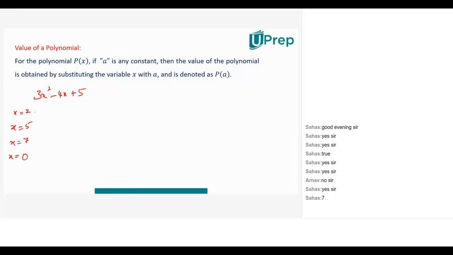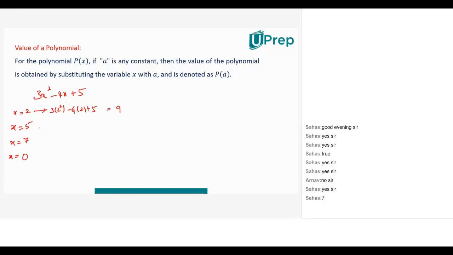Now see, for Arnav's value, the expression becomes 3 times 2 square minus 4 times 2 plus 5. That's 4 threes are 12, plus 5 is 17, minus 8. So Arnav's value became 7, whereas the polynomial did not change. The polynomial remains the same, 3x square minus 4x plus 5 only.